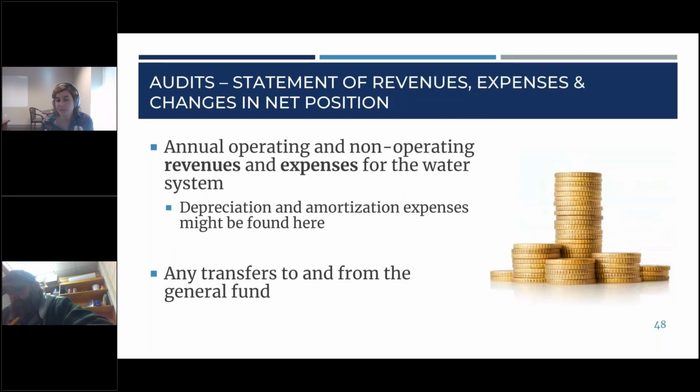The next page that you might encounter is the statement of revenues, expenses, and changes in net position. This page is going to be really important because it's going to tell you the annual operating and non-operating revenues and expenses for the system. You'll also find depreciation, and any sort of debt service or amortization expenses might be found here. And if there were transfers occurring to and from the general fund, it would also be found on this sheet. So again, whenever we're looking at the financial health of a system, this is a page that we often spend a lot of time evaluating, especially if we're looking at multiple years of data.